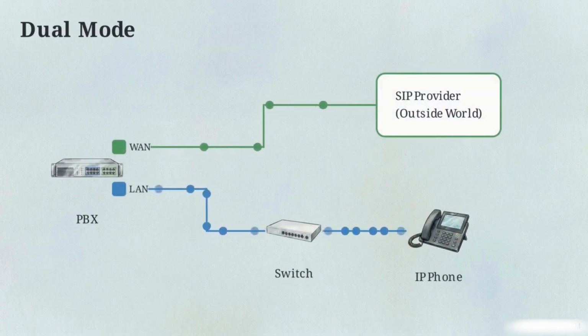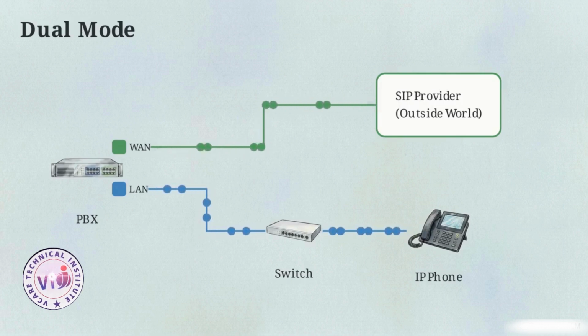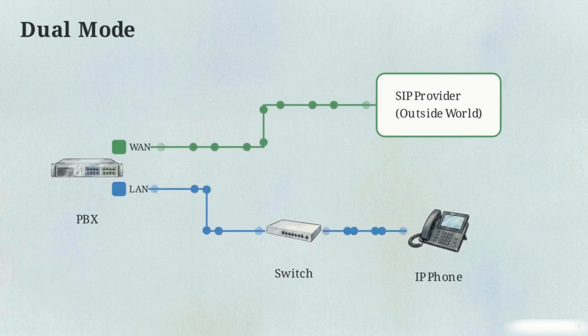Contrast this with dual mode. The PBX uses both ports simultaneously, a LAN connection for internal traffic and a direct WAN connection for SIP. This isolates the paths. Internal traffic stays on LAN, while external SIP traffic routes exclusively over WAN.